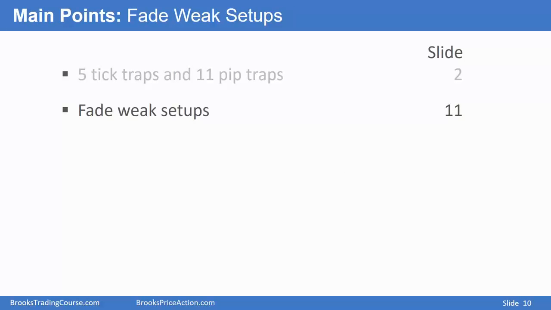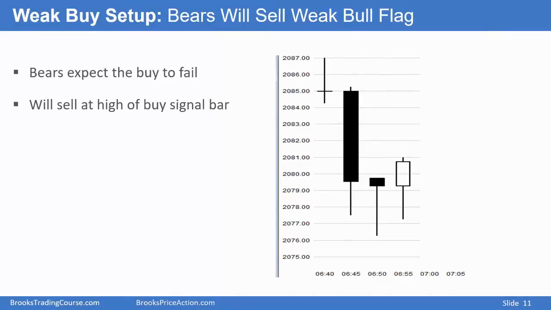I want to talk a little bit about fading weak setups. Fading means doing the opposite. So if there's a weak buy setup, traders will sell. Let's look at this. We're selling off and we're trying to reverse up. Some bears will look at that and say, oh, that's not a very good buy signal bar, especially after such a big bear bar. I bet the buy signal is going to fail. So the bulls buying at this high on a stop or 1 tick above this high on a stop are probably trapped, or they will get trapped.